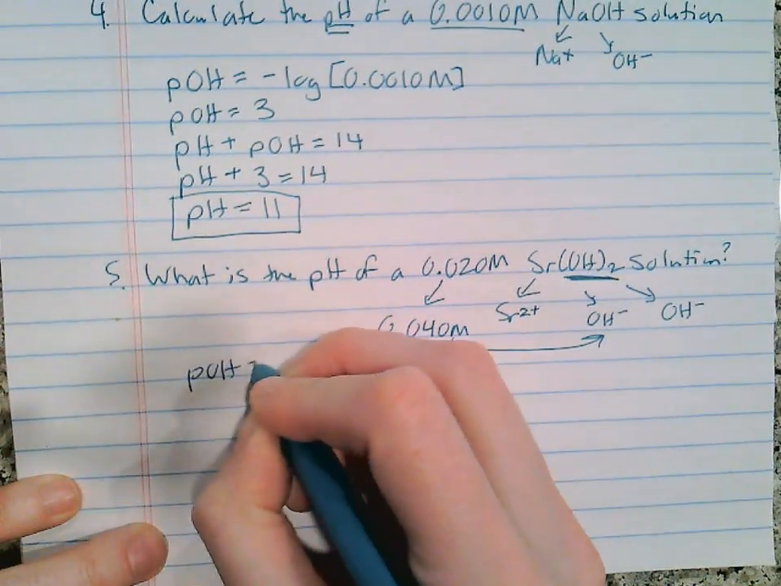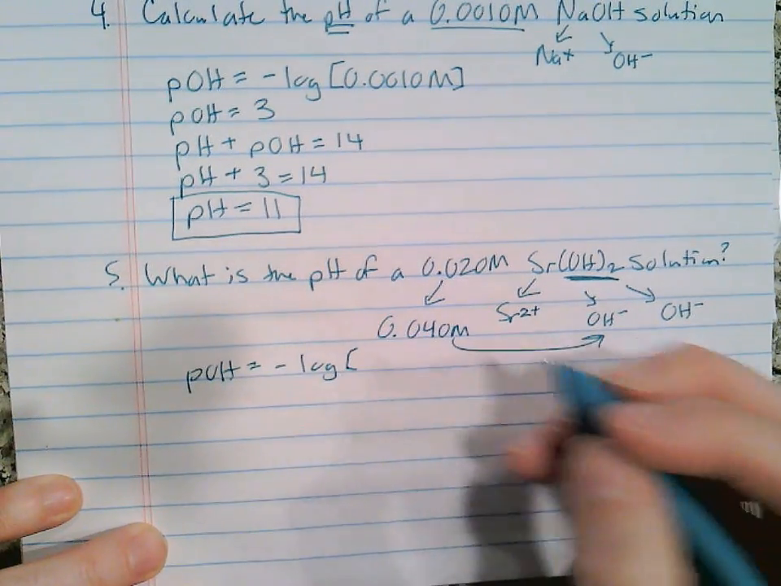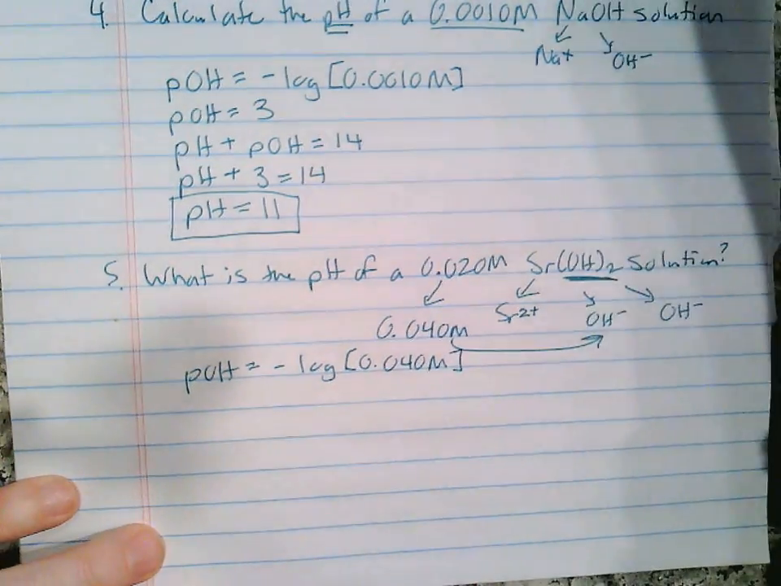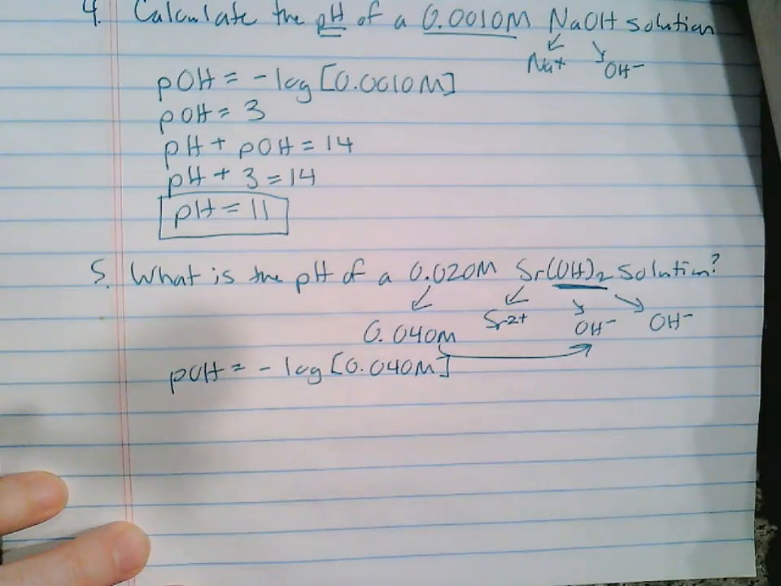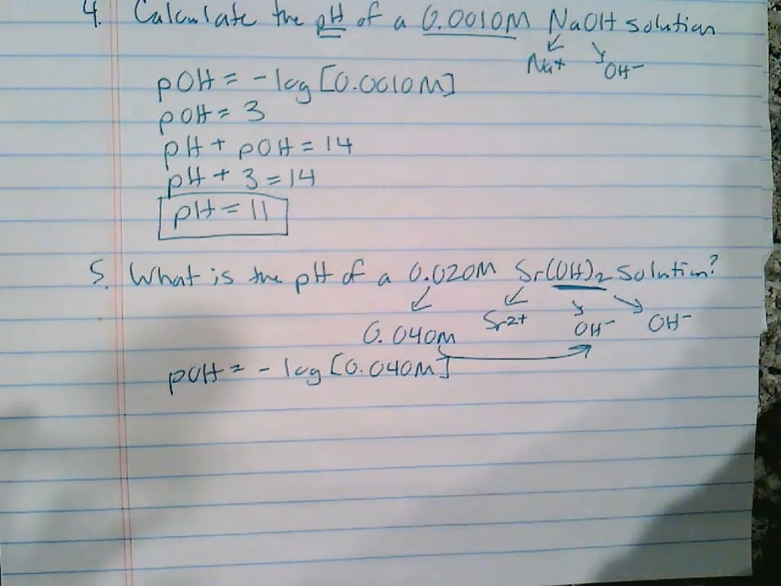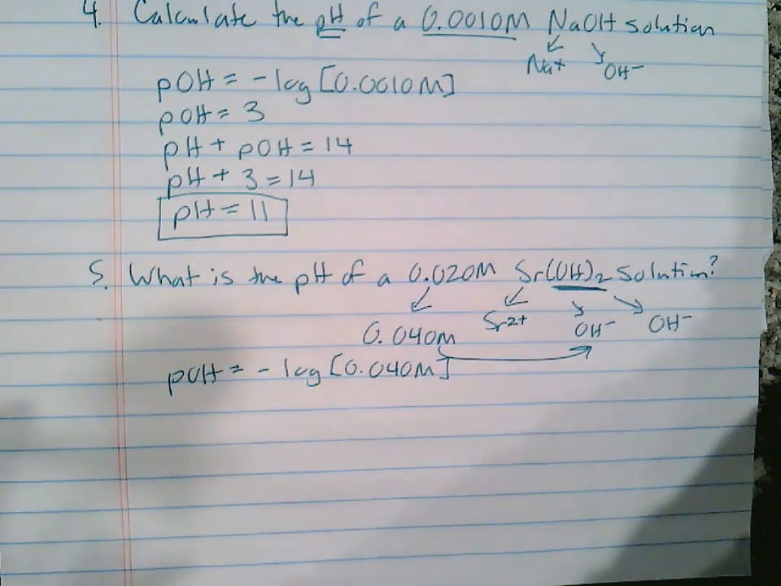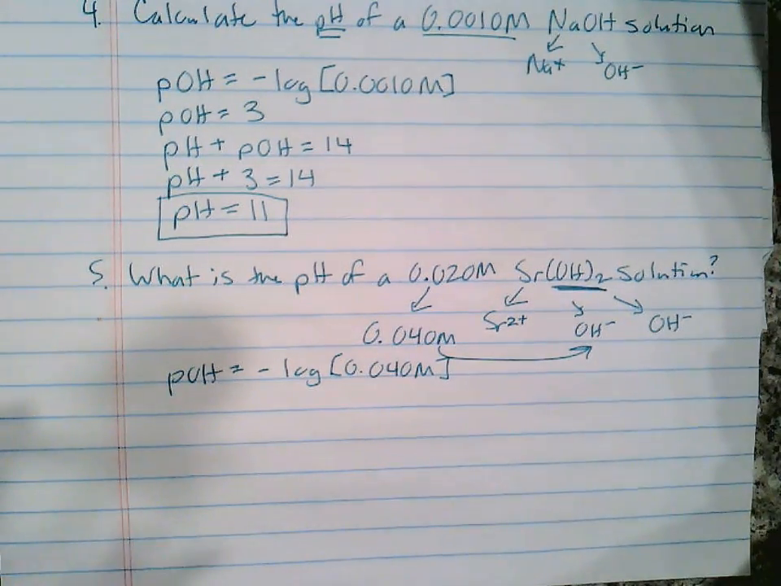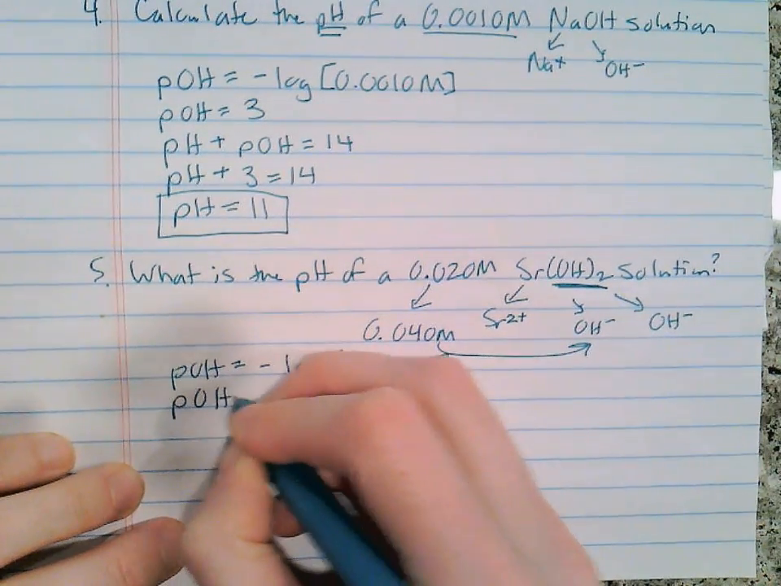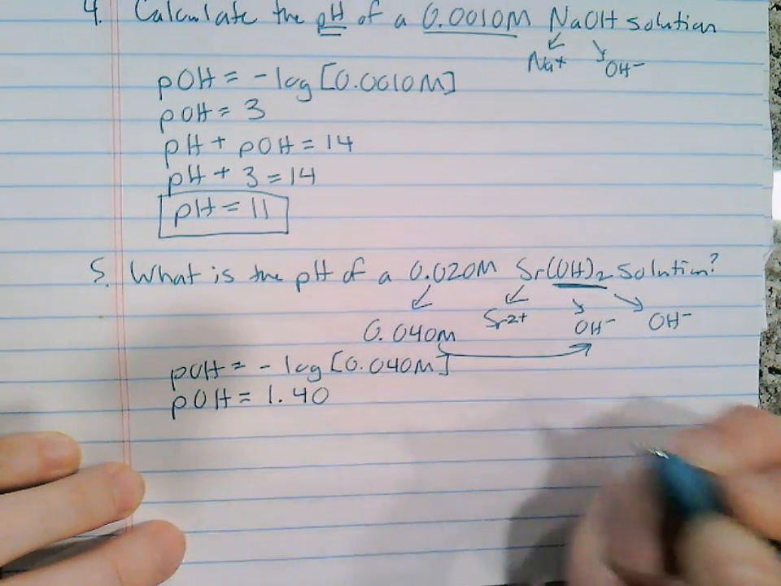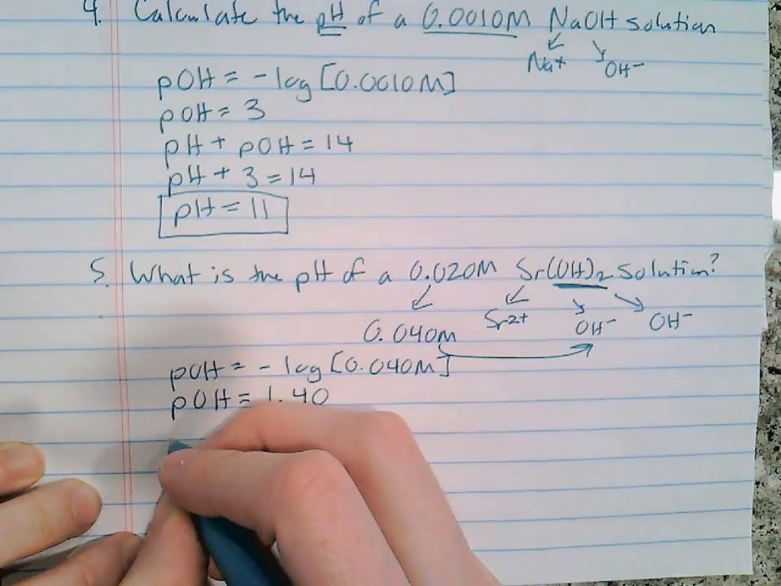So pOH equals negative the log of hydroxide ion concentrations, which here is 0.04 molar. Plug that into your calculator or the internet. I, for example, am literally typing in negative the log of 0.04 into the Google search bar because I do not have my calculator on me. And for my answer, I get that pOH equals 1.40. We'll round it there. All right, but that's not the question asked.